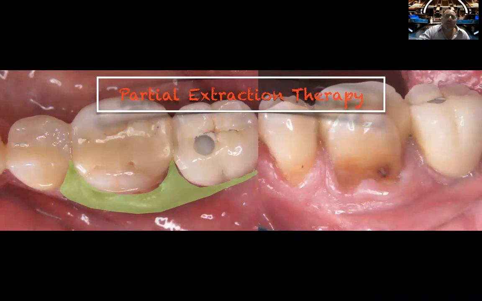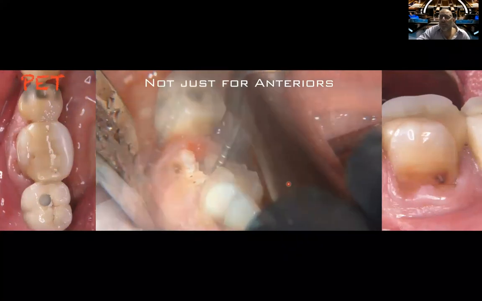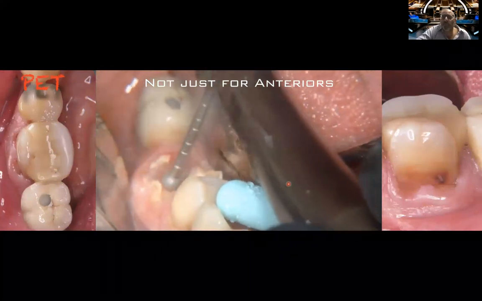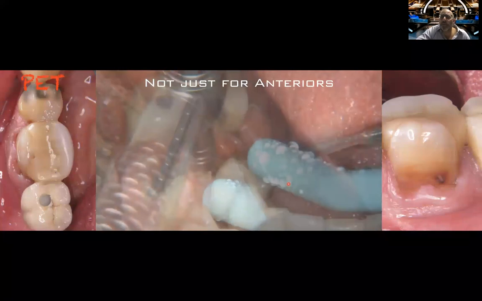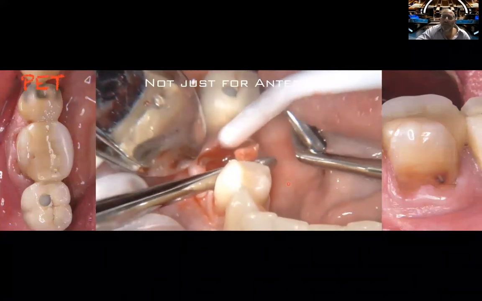I can't argue that. However, we have a nice amount of soft tissue, and then all of a sudden we end up with this food trap, or I like to call it a dessert tray, that ends up remaining in the posterior section because we often lose a lot of that buccal plate. So it's not just for the anterior segment. We can perform this partial extraction therapy technique in the posterior region as well.